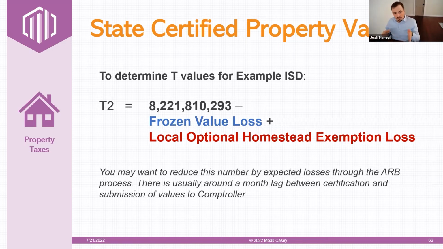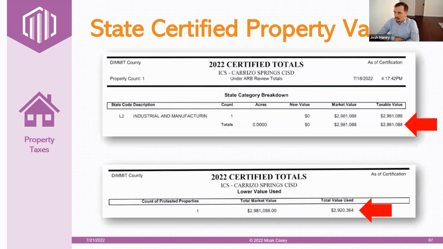Okay, so between late July and late August, some of those protests are going to get settled. And so some of that number could bounce around a little bit. And so if you want to forecast that change and incorporate that into your T2 estimate, your CAD supplies data to do that. And so you can see that listed on these pages.